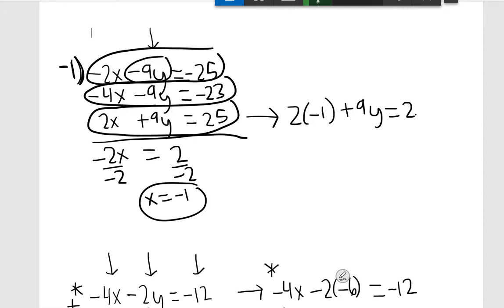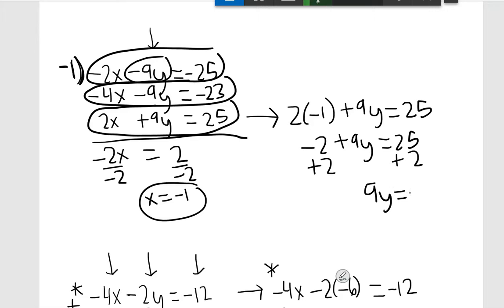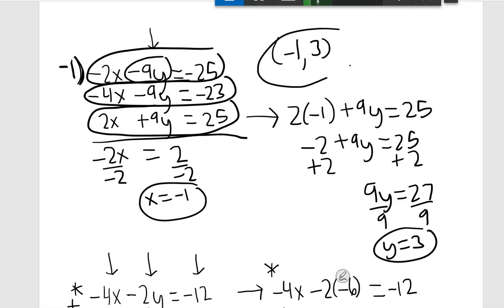So we write the equation just like it is, but instead of the x, we're going to make a substitution. We know that the x is equal to negative 1. Okay, so then from there, we would add 2 to both sides. 9y equals 27, divide by 9, and we get y equals 3. So the ordered pair of where these two lines cross each other at is negative 1, 3.